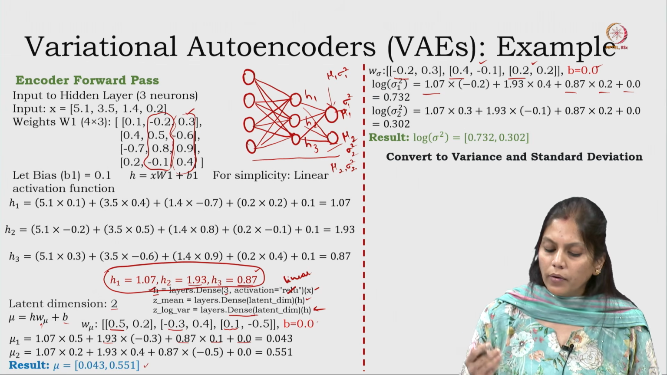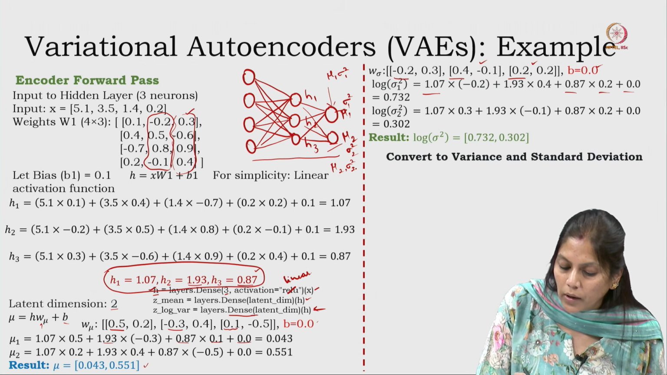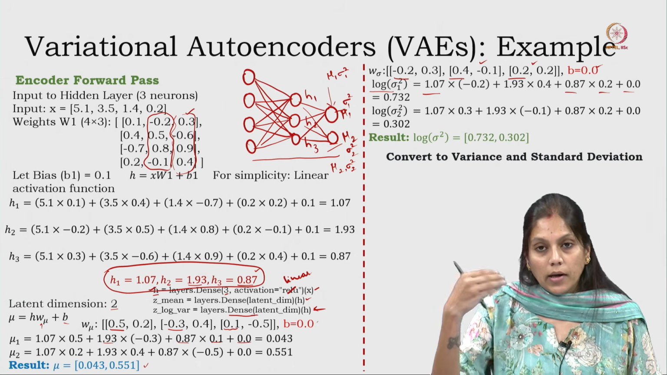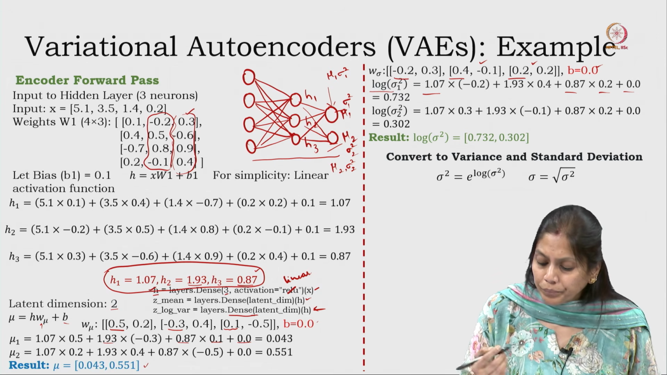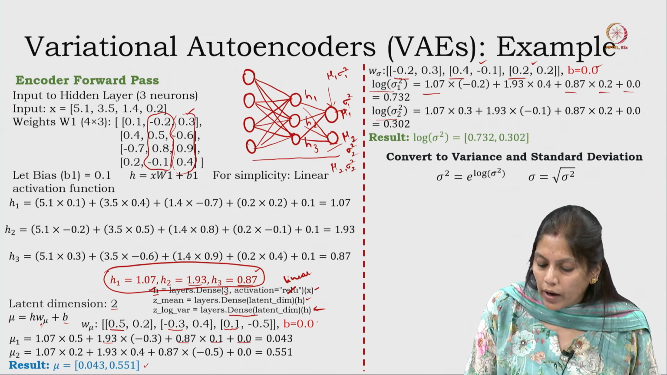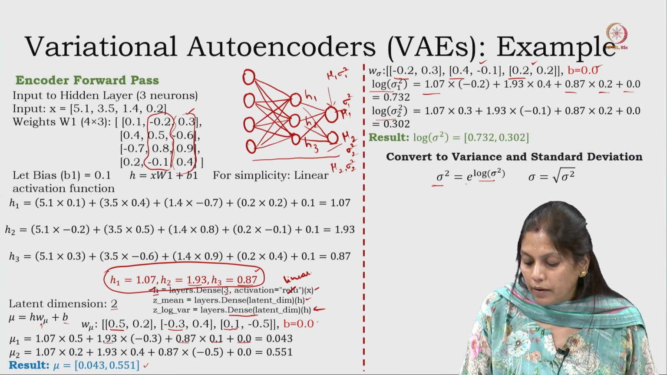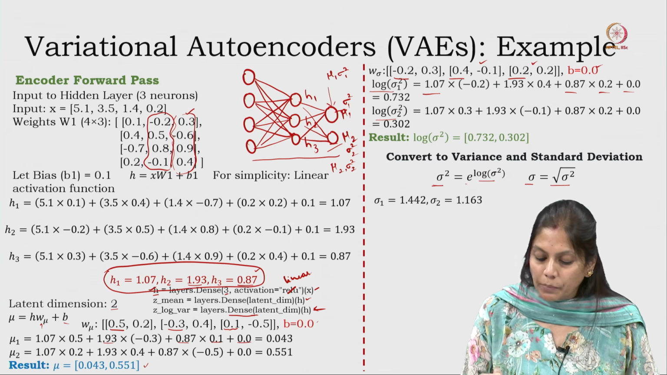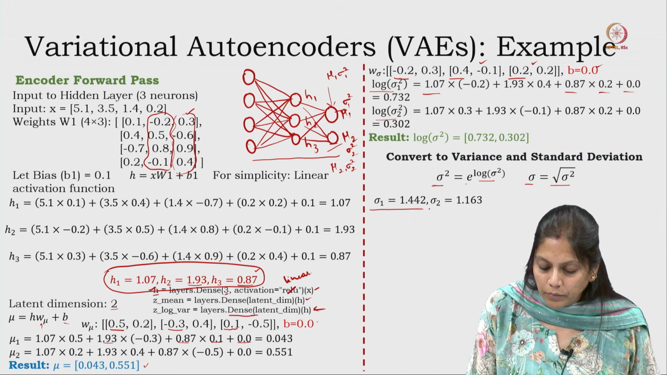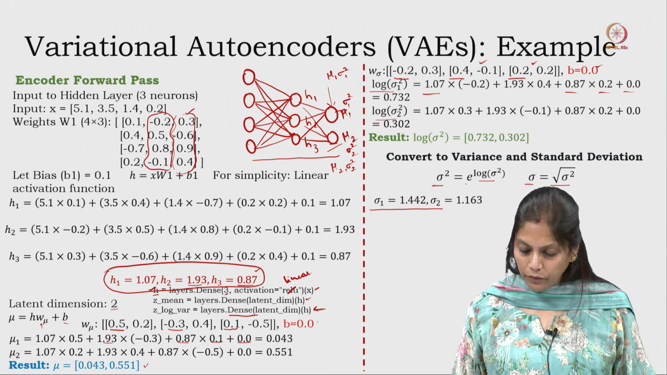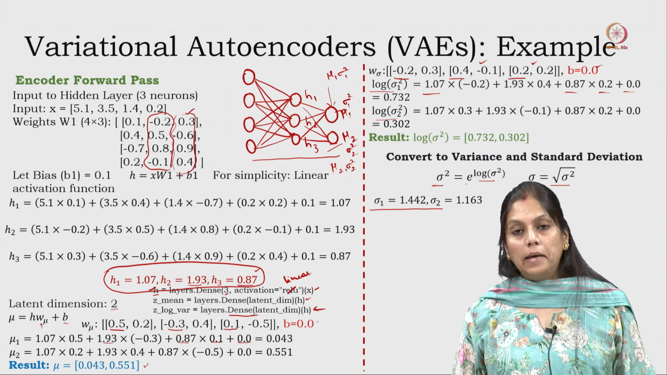So, what we are doing? What we have calculated is the log variance. Now we are converting that into variance and standard deviation. Since we have a log variance, we now obtain the variance as e to the power of it, and the standard deviation is the square root of the variance. So, just substitute the values, and we get the standard deviation values. These are the standard deviation values that we have obtained. Now, what is the next step?